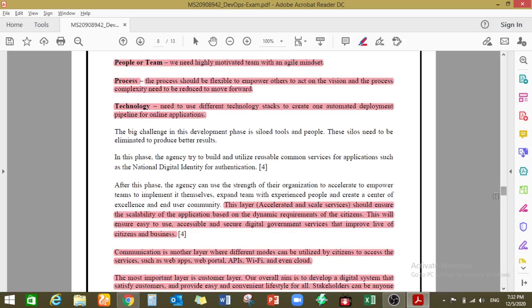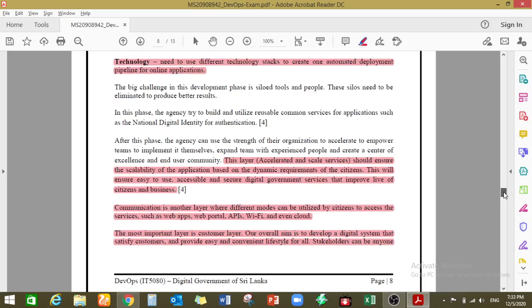After this phase, the next layer is accelerate and scale services. This should ensure the scalability of the application based on the dynamic requirements of the citizens. This will ensure easy to use, accessible, secure digital government services that improve the lives of citizens and businesses. The fifth layer is communication. It is an important layer, with different modes that can be utilized by citizens to access the services, such as web apps, web portals, APIs and Wi-Fi, and the list goes on.